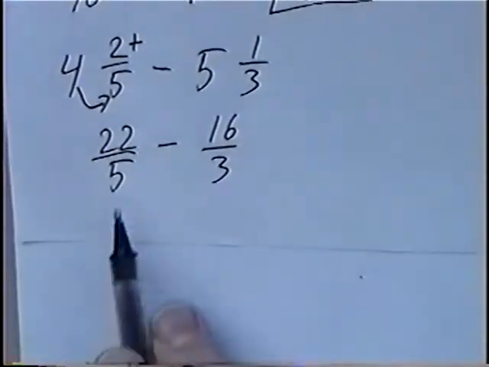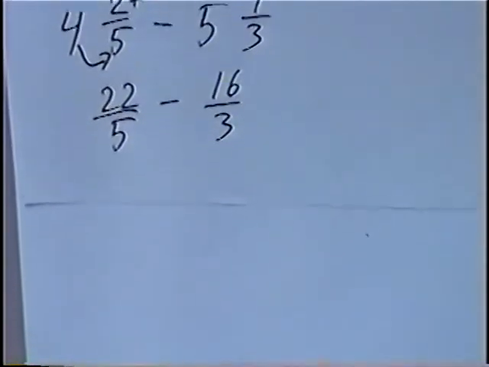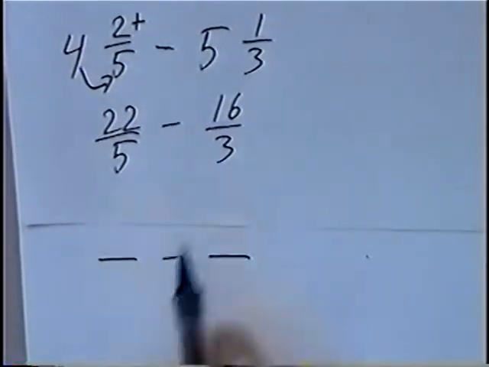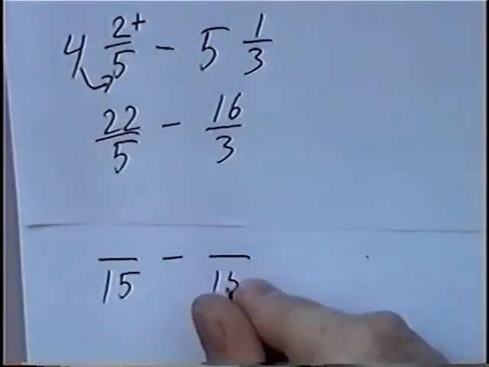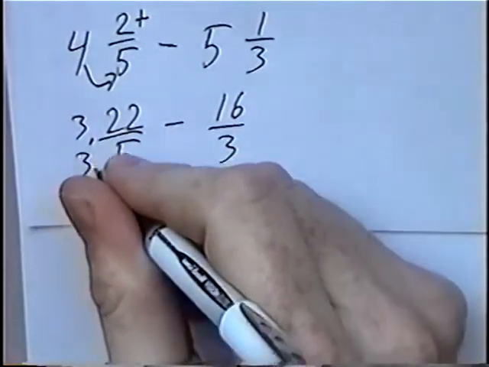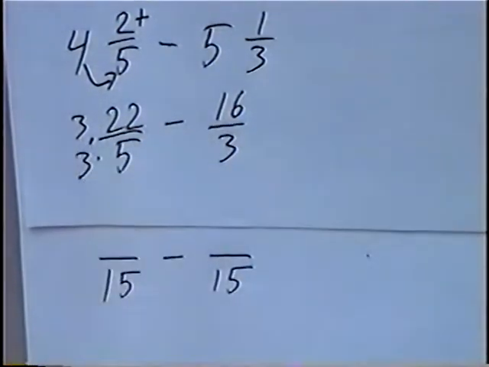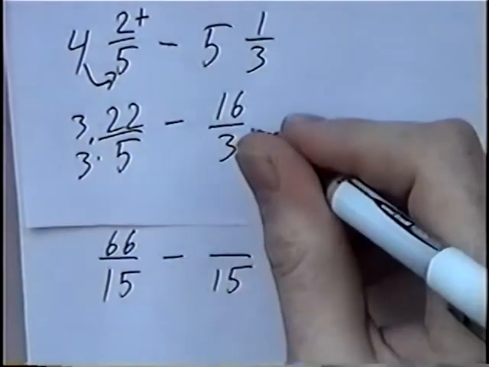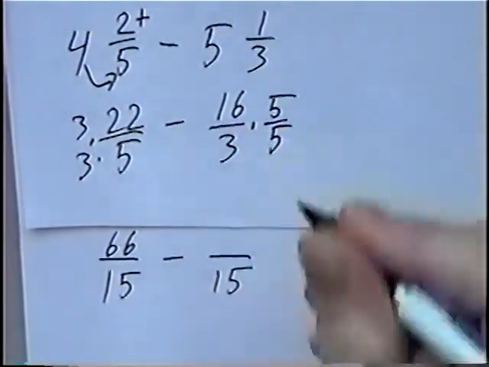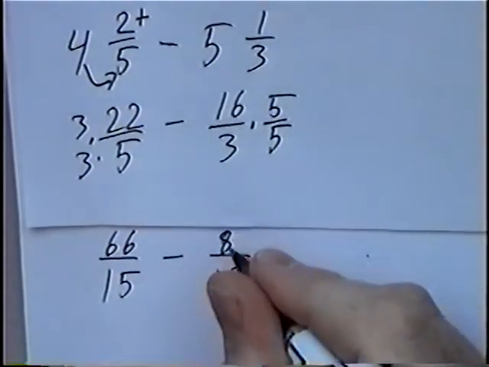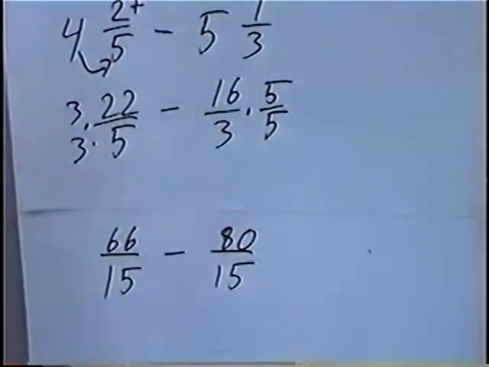Solving from here, we want common denominators between 5 and 3. The common denominator for 5 and 3 would be 15. So the first fraction, we can multiply the numerator and denominator by 3. 3 times 22 would be 66. And the second fraction, we can multiply the numerator and denominator by 5. 16 times 5 would be 80, and 3 times 5 would be 15.